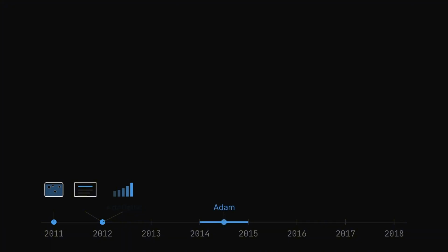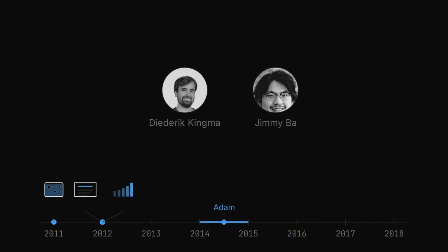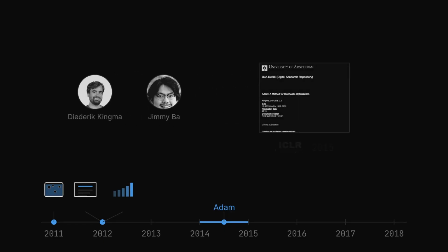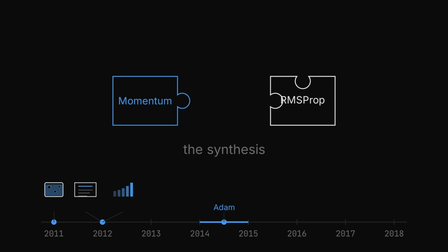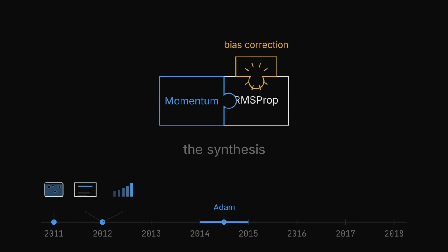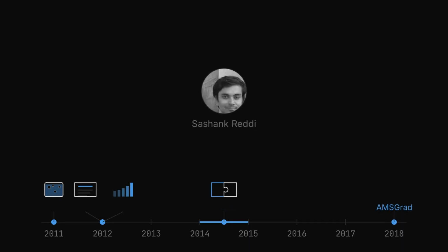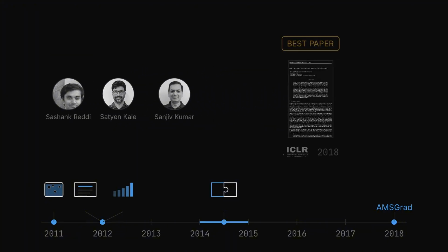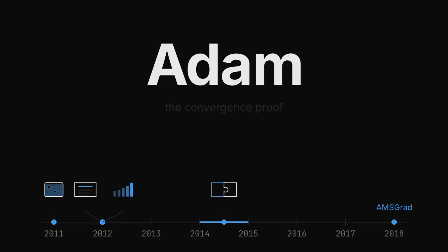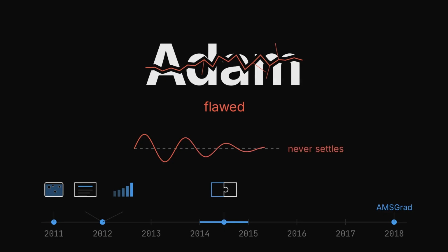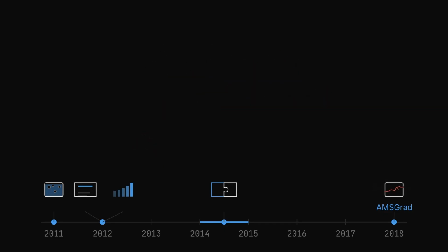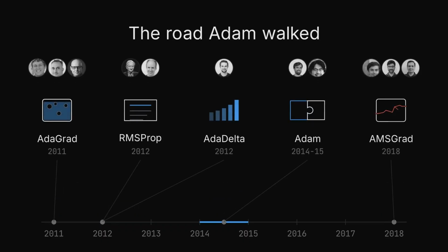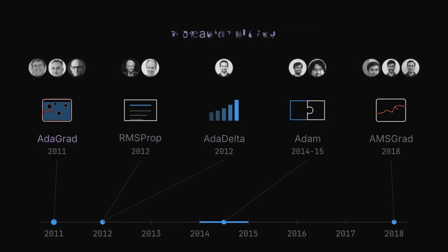In 2014 and 2015 came Adam, from Diederik Kingma and Jimmy Ba at ICLR 2015. The synthesis: momentum plus RMSProp plus one subtle correction trick. Then the 2018 twist, AMSGrad from Reddi, Kale, and Kumar, an ICLR 2018 best paper. They proved that Adam's own convergence proof was flawed, that Adam can fail to converge in certain cases. Even the champion is imperfect. To understand why Adam won, we have to walk the exact road it walked, starting with a beautiful idea that carried a fatal flaw.